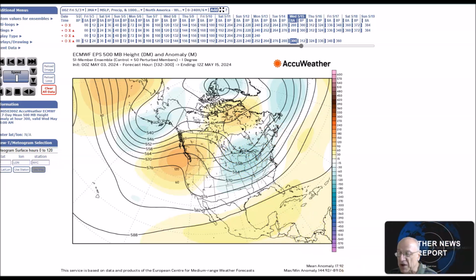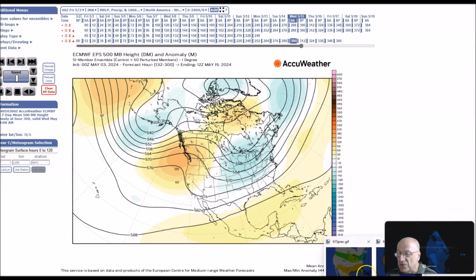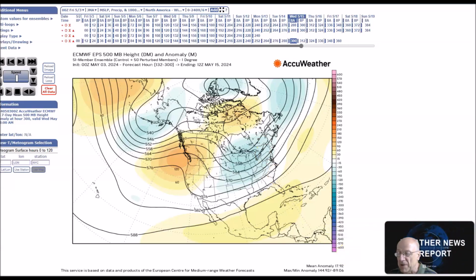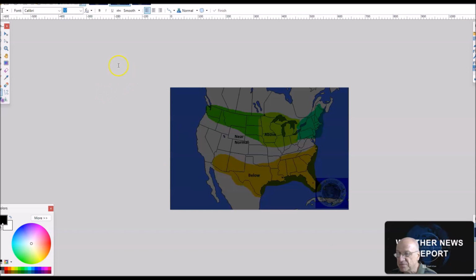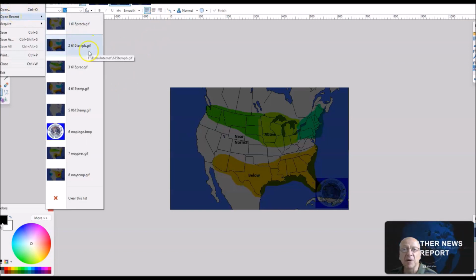So for this forecast period, I'm calling for, where are my maps? Okay, let me get my map up.